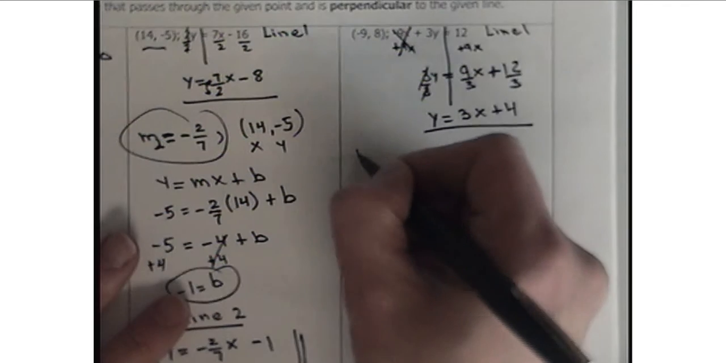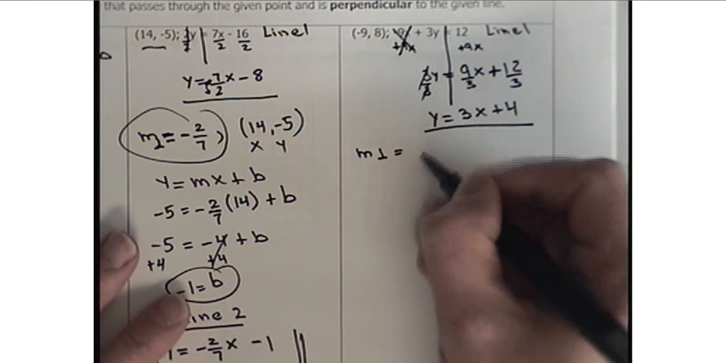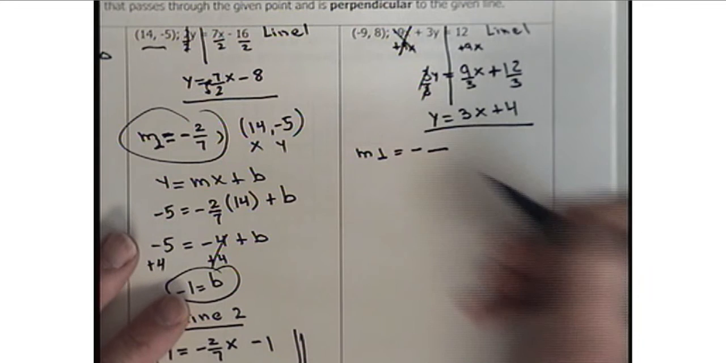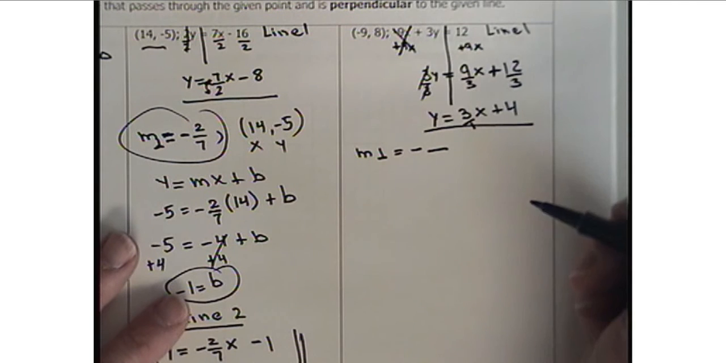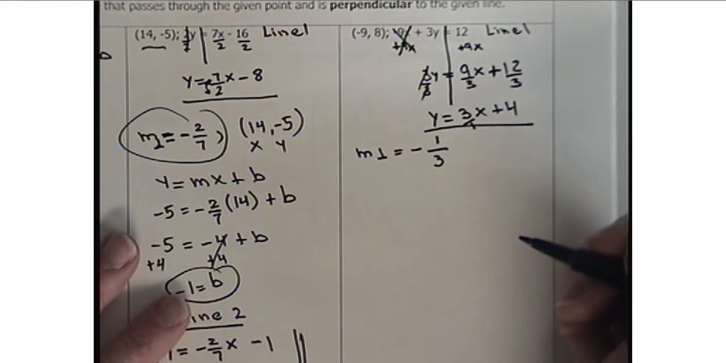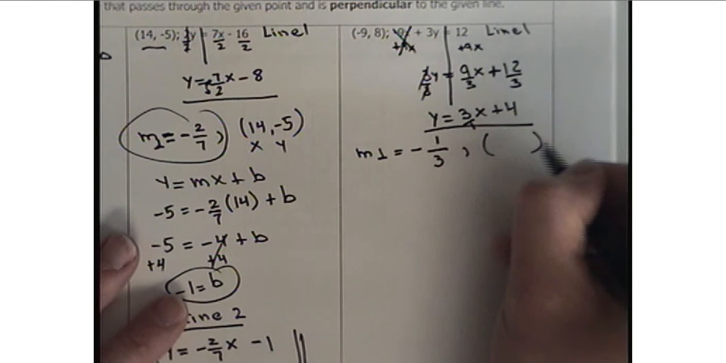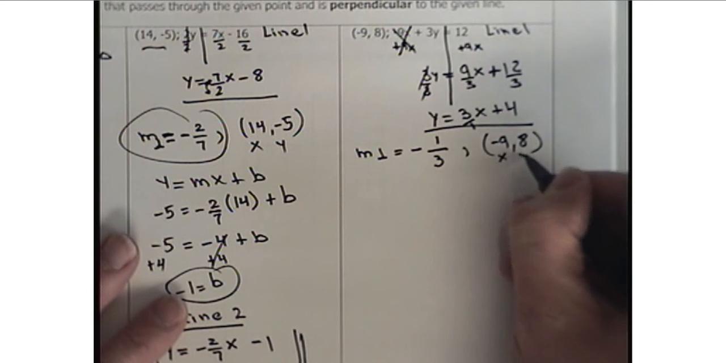The slope of the perpendicular line will be equal to, now we have a positive number, so again the opposite will be negative. And you know that when it's just a whole number, it's always over 1, right? So if we need to flip those, it will be 1 over 3. The slope is negative 1 over 3. And the point we're going to use will be negative 9 and 8 for x and y.